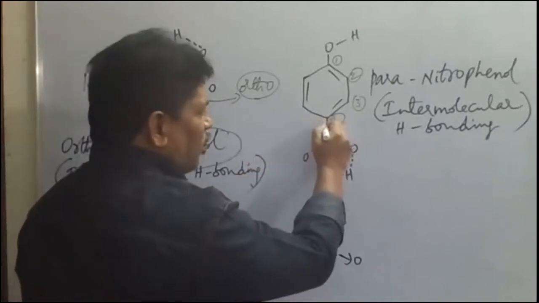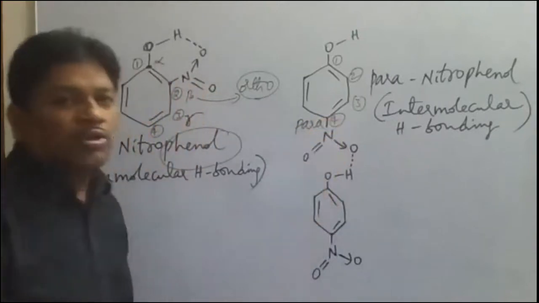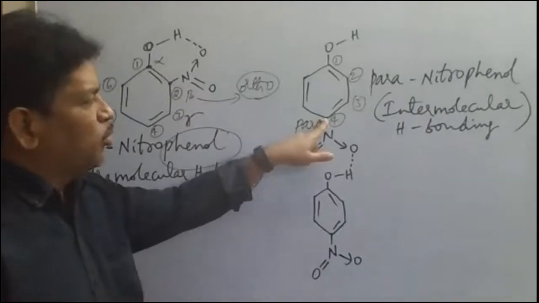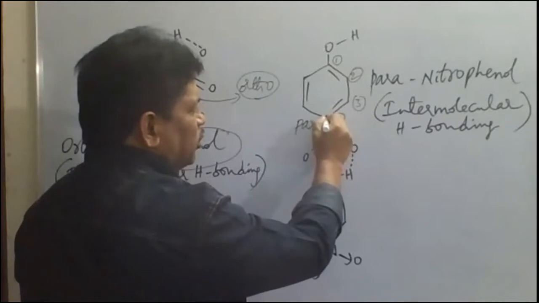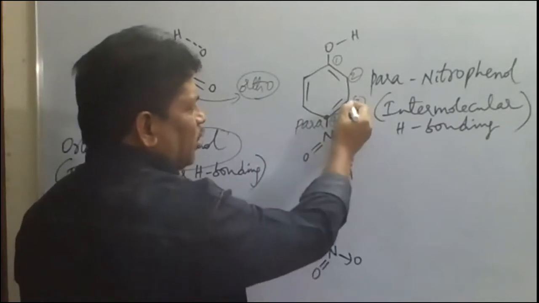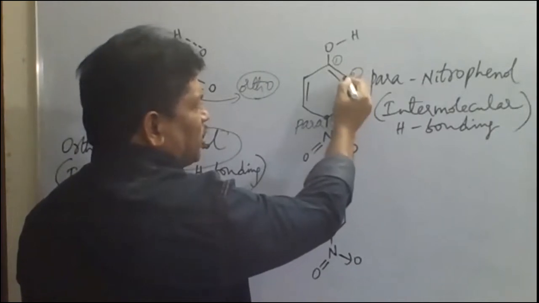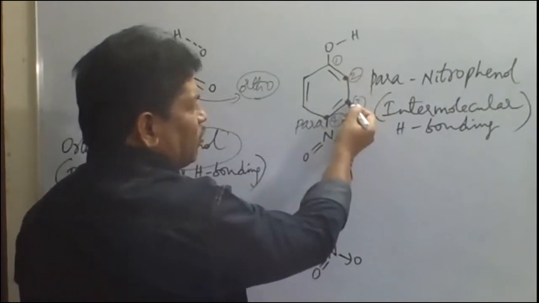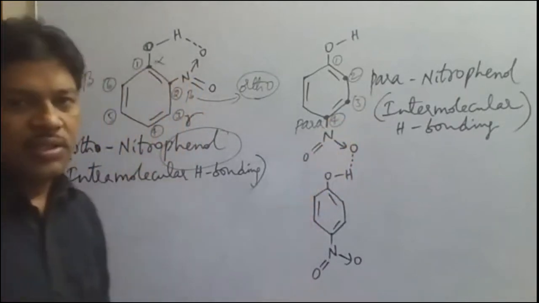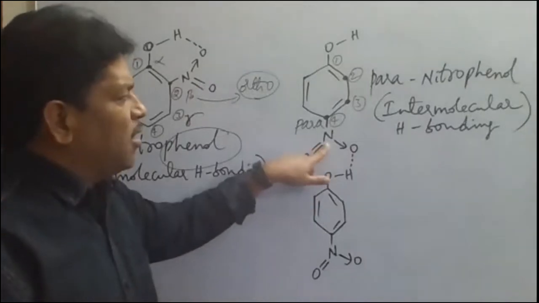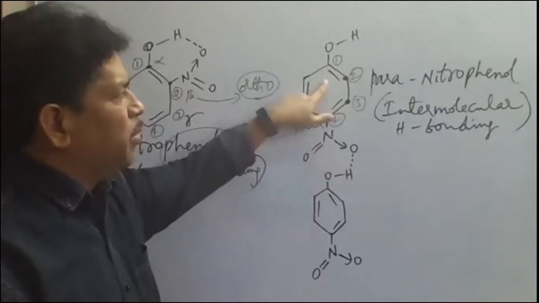This fourth carbon position is also called the para position. The fourth carbon position is called para. So the para position has the NO2 group. This is meta, and this is ortho. At the ortho position, the NO2 group is not there. At the meta position, the NO2 group is not there. At the para position, the NO2 group is attached. So we can say this one is para nitro phenol.